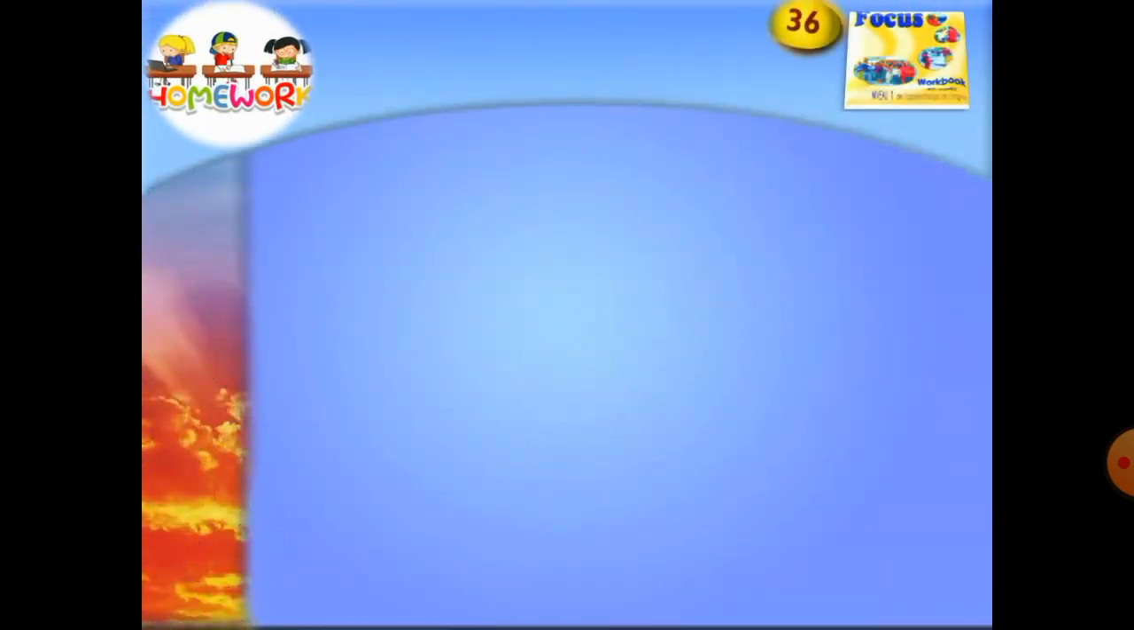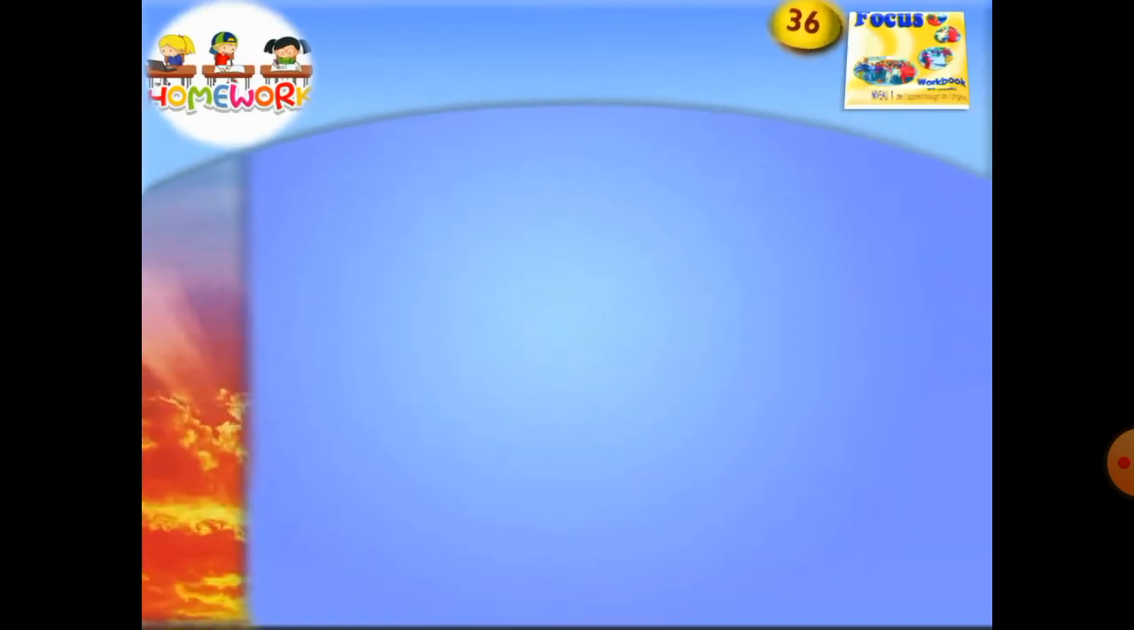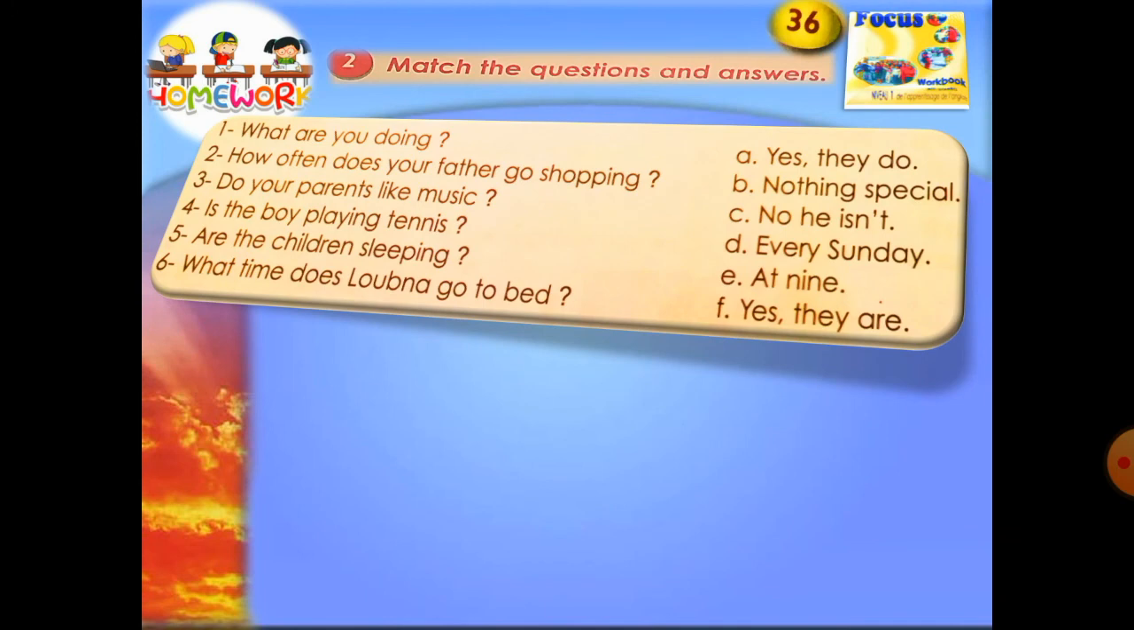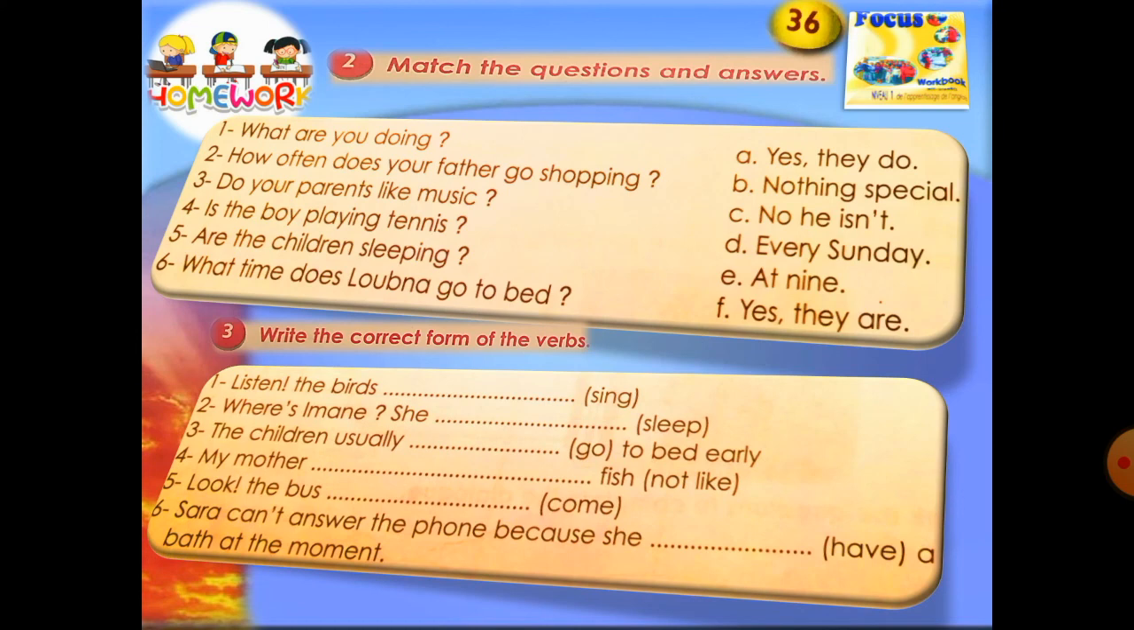Now, time for some homework. In your workbook focus, page 38, you have 2 assignments there to do. Okay, number 1, it's match the questions and answers. Again, we have here different examples of present simple and present continuous. Assignment number 2, write the correct form of the verbs. So these are 2 exercises that you can find in your workbook focus.